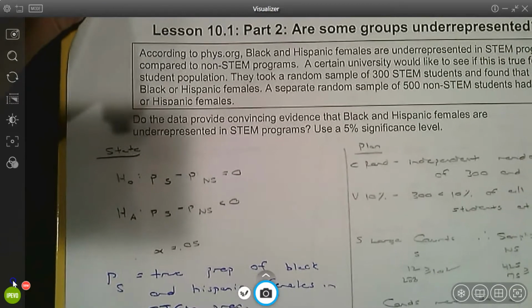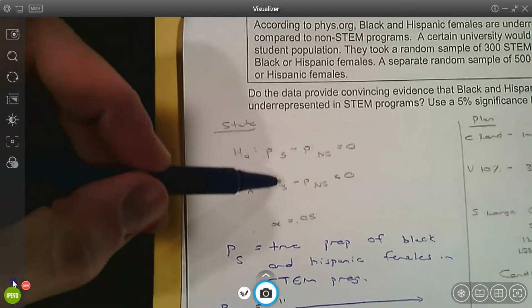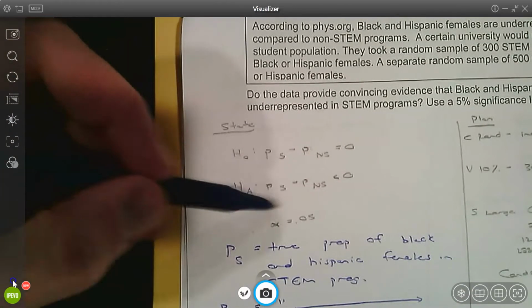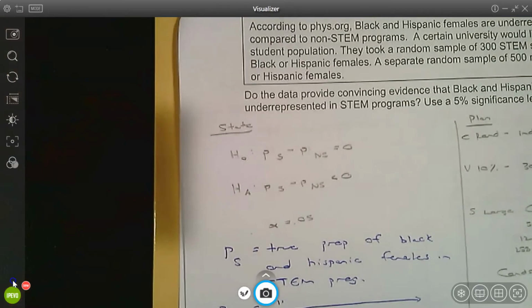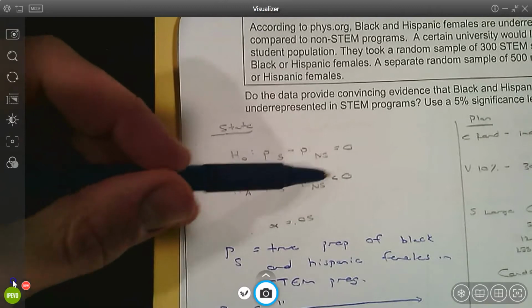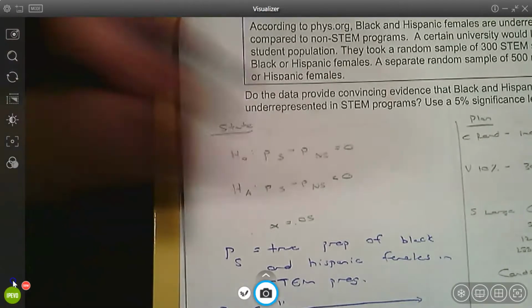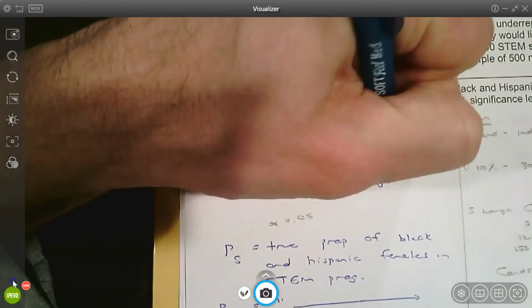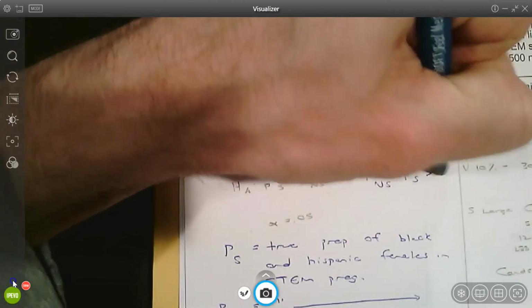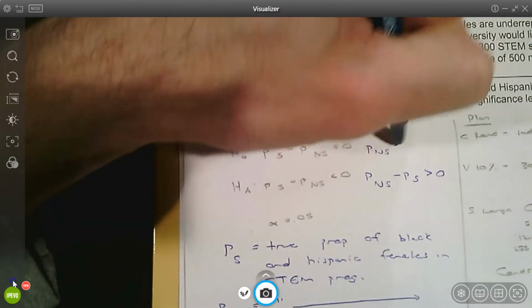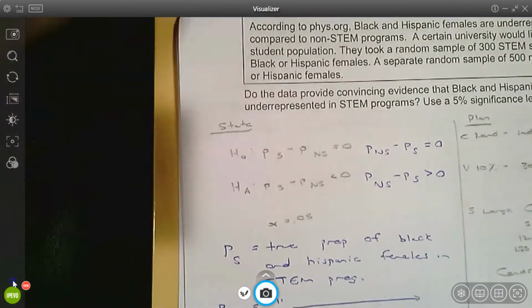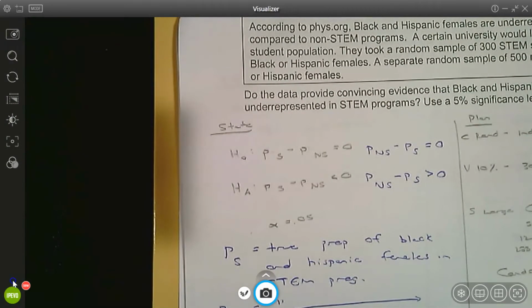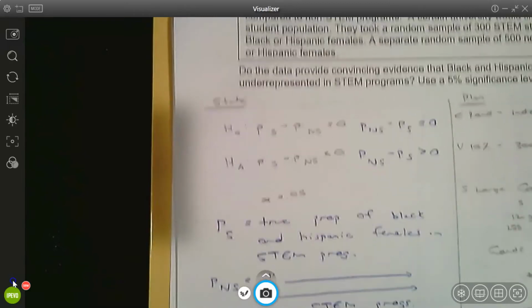Now, the question asked, do we have convincing evidence that Black and Hispanic females are underrepresented? So that means this proportion would be smaller. Maybe we only have 10% in STEM, but like 30% in non-STEM programs. So a small number minus a big number leads to a negative. Now, could you have written this differently? Yes, you could have done non-STEM minus STEM as greater than 0. So that is another option. Okay, I'll talk when we get to the do step how that's going to affect things.